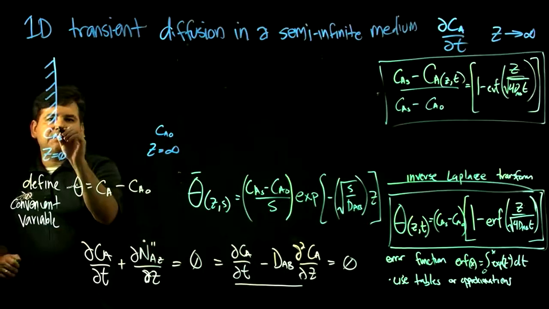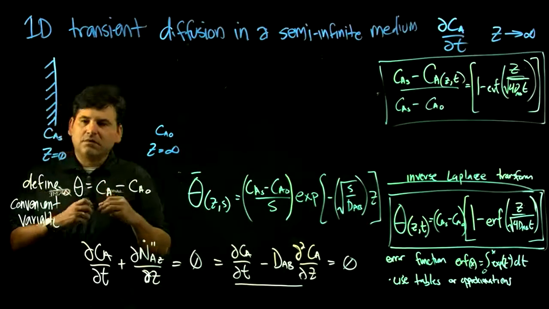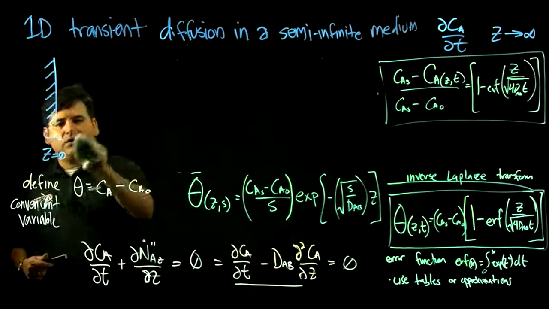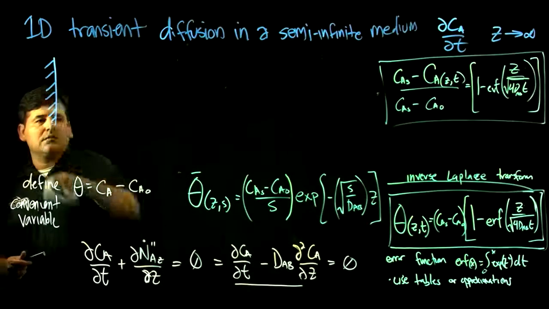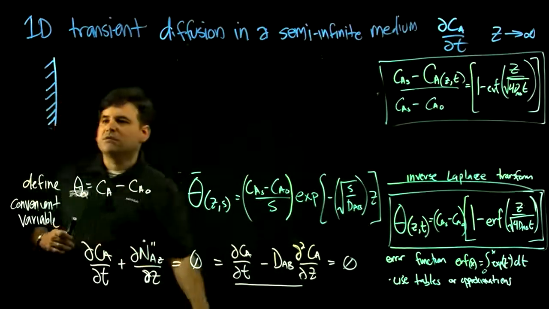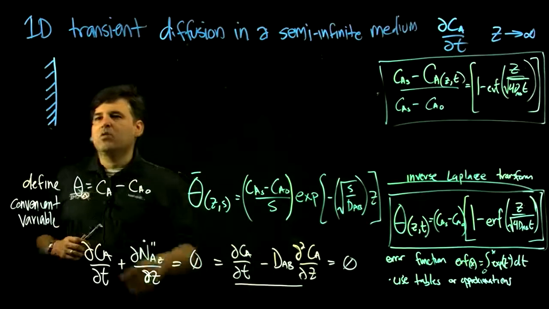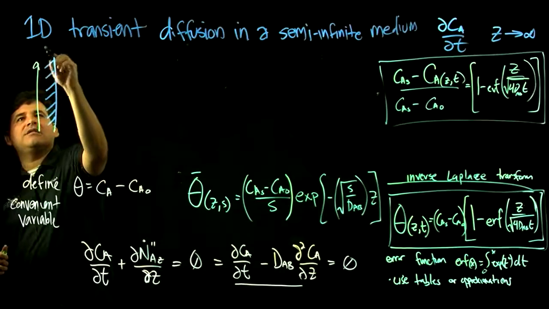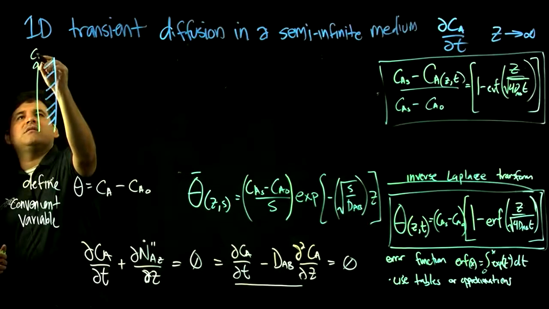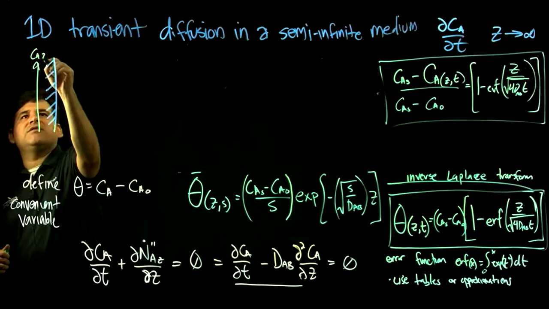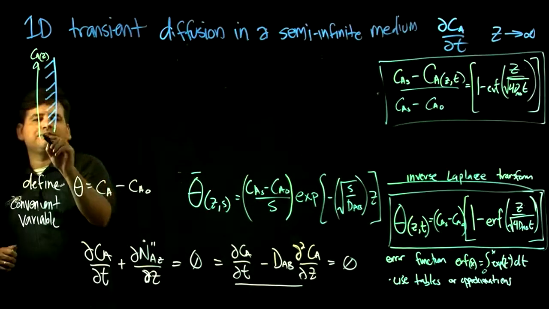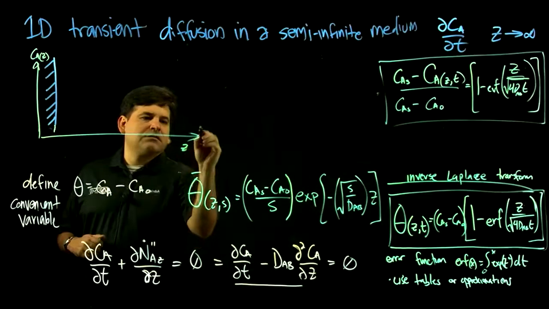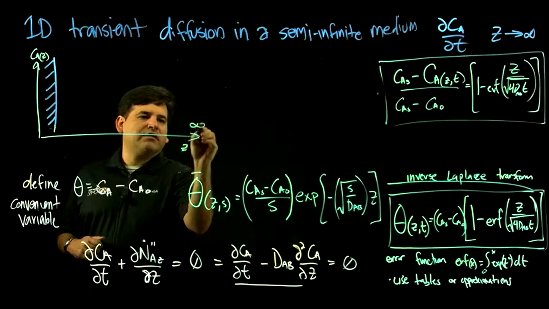Well, if this is the z-axis here, let me make this into a proper graph. This is the wall, and this has an axis of concentration CA as a function of z. This is z. Let's call this approaching infinity here, and this is 0.